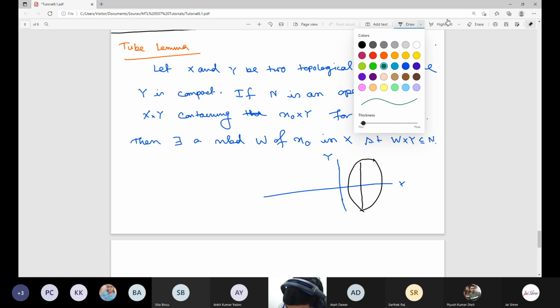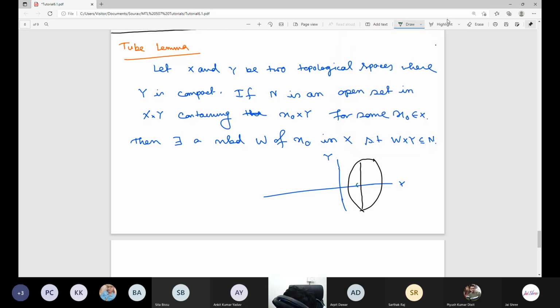There is some W, which is a neighborhood of x0, such that W cross Y, meaning this entire set, lies inside of that N. So this is your N and this set is W cross Y. So the tube lemma says this. Fine. Clear?